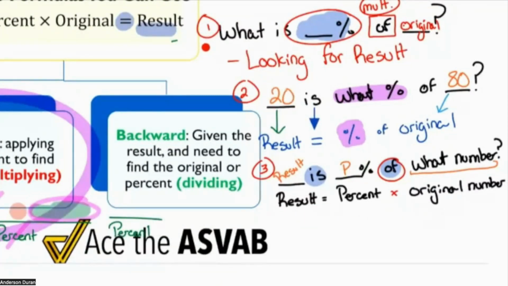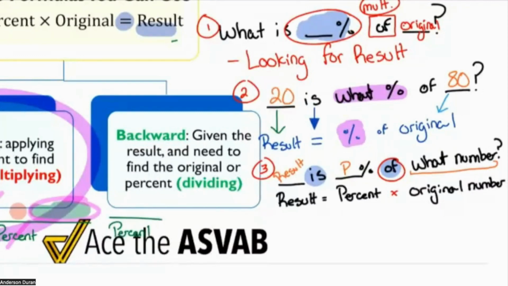So number one, again, if you're looking at a problem that says, what is 10% of this number? You're looking for the result. The word of is in there telling you to multiply that number that you have as the percent and the number you have as the original to get that result.